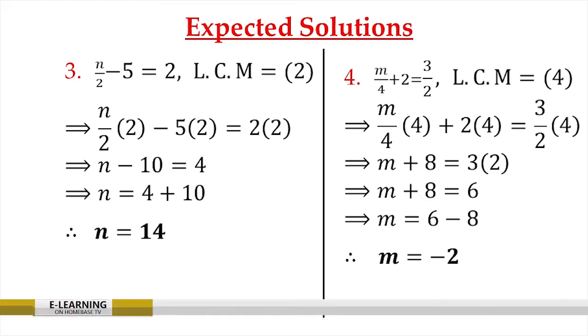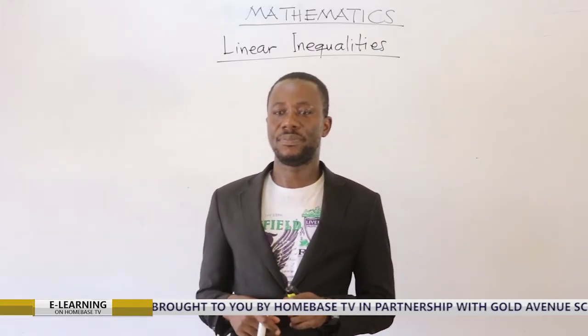So from here, simply put, I need my n. So I'll maintain the n on the left hand side, and then group the constant terms on the right. On the right, positive 4 was already there, I'll maintain it. Then transpose negative 10 to the right hand side, it becomes positive 10. So by simplifying further, we have 4 plus 10 giving 14. So therefore my n is equal to 14.